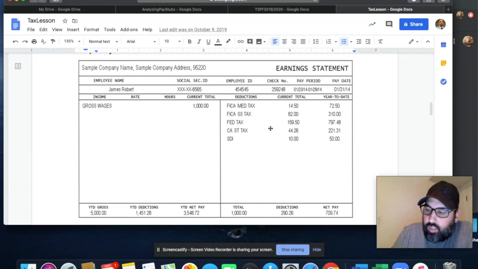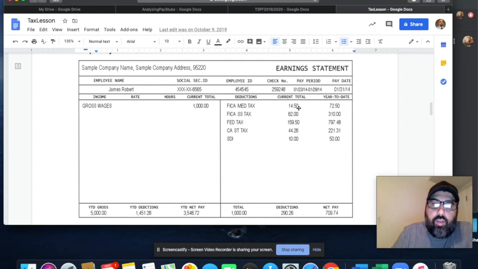All right, so here are our deductions. FICA Med tax, FICA Social Security tax, these are going to be taxes that come out, federal tax, and they've got this California state tax. All of these, and then SDI, so state disability insurance, is what that one is. These are the deductions that are coming off of this paycheck. Okay, current total for deductions comes out of their current total gross wages.